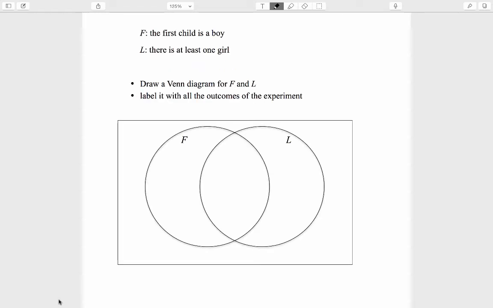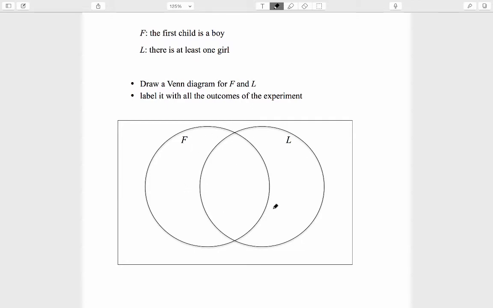We are looking at these two events, F, the first child is a boy, and L, there is at least one girl, in our experiment of selecting a family with 3 children and noting the birth order in terms of boys and girls. So our first task is to draw a Venn diagram for F and L and label it with all the outcomes of the experiment.